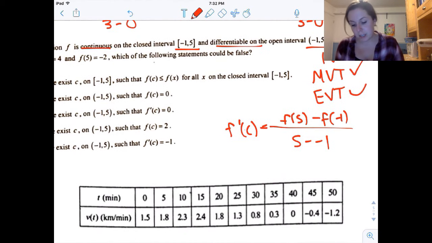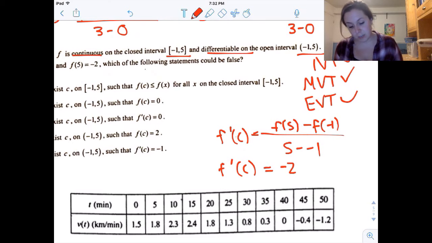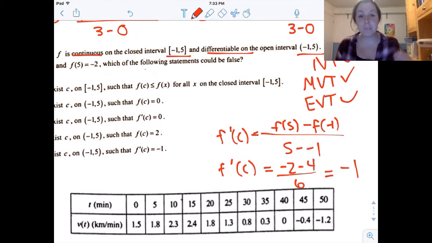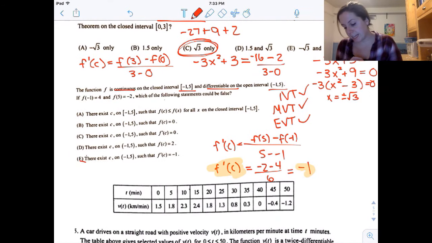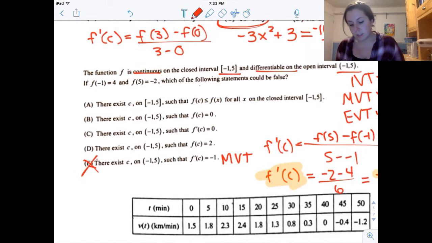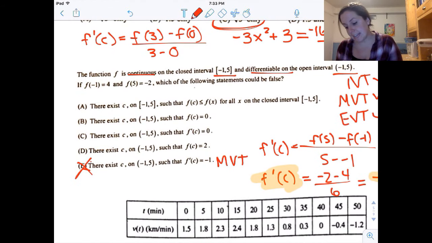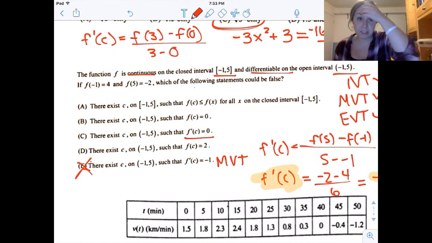So MVT would tell me that there's a place where f(5) is -2, f(-1) is 4, and this is 6, so it equals -1. So by MVT, there should be a place where the derivative equals -1. So I can already tell you that E should be true. That's MVT. Now, C says there exists a place where the derivative would be 0. MVT didn't prove that, so I'm going to put a star by that one as one that's fishy to me. But let's look at the others.